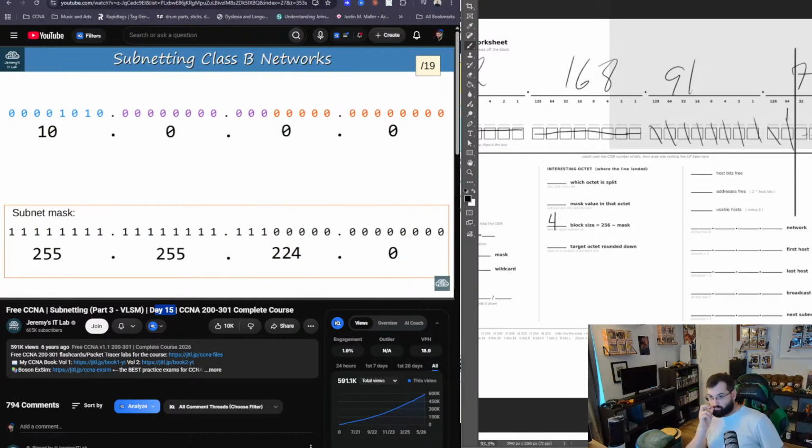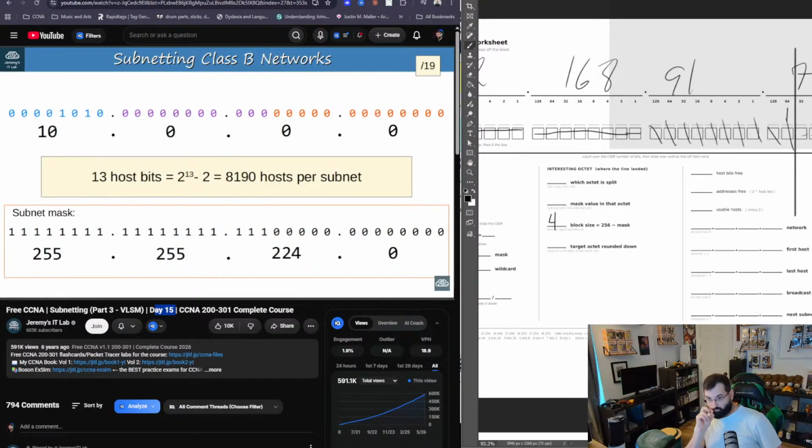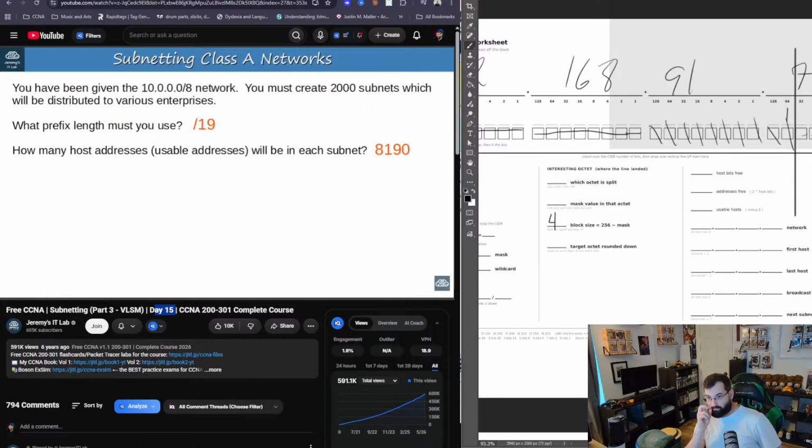This means we will use a /19 prefix length. Now, how many hosts will be in each subnet? Well, there are 13 host bits remaining, so that means 8,190 hosts per subnet. So those are the answers. We will use a /19 prefix length, and there will be 8,190 host addresses, aka usable addresses, in each subnet.